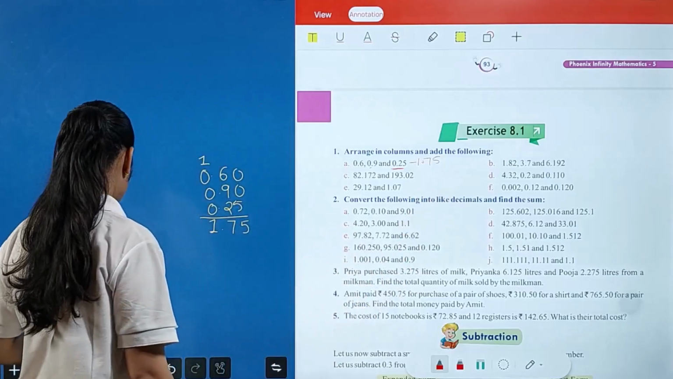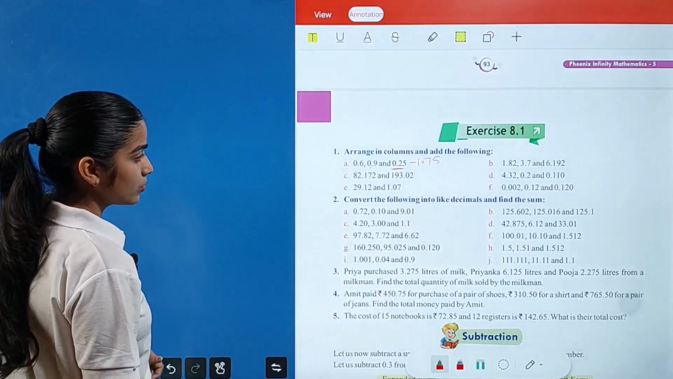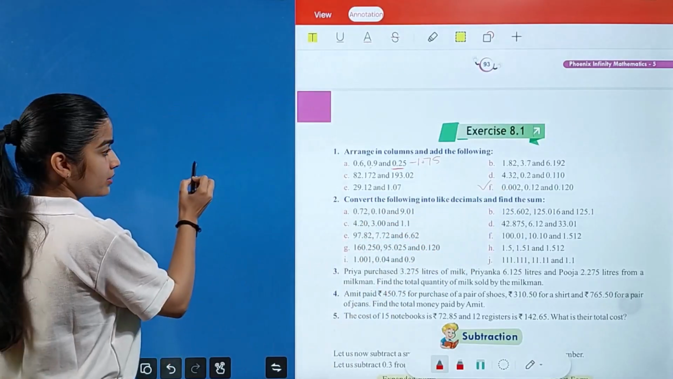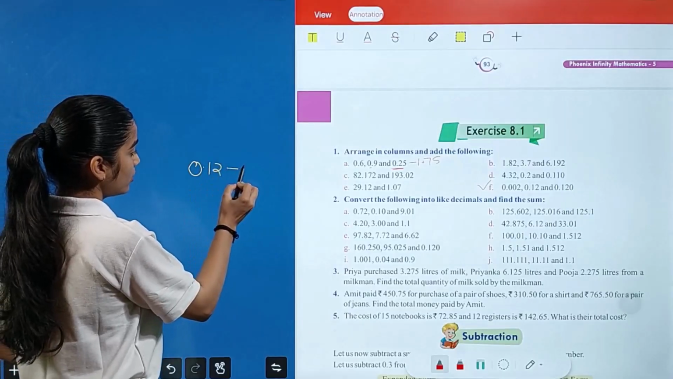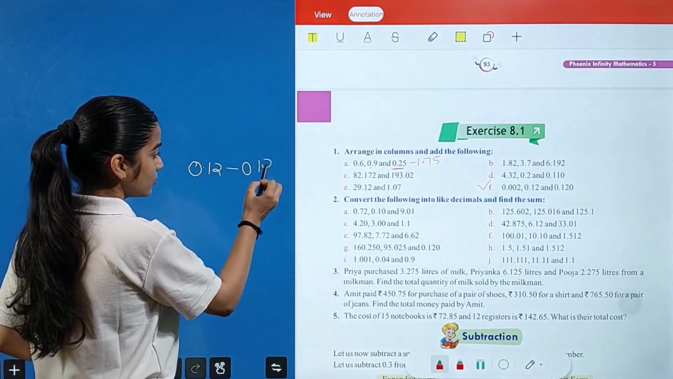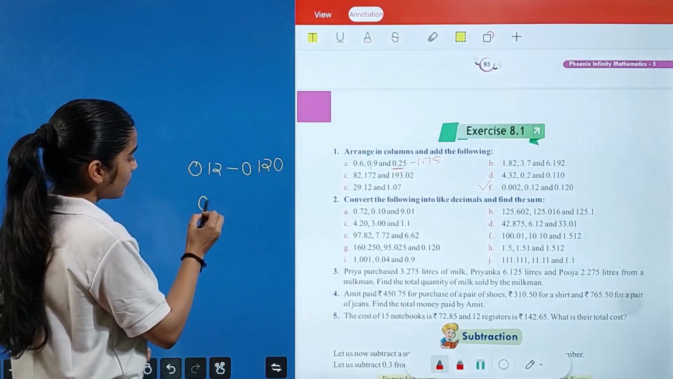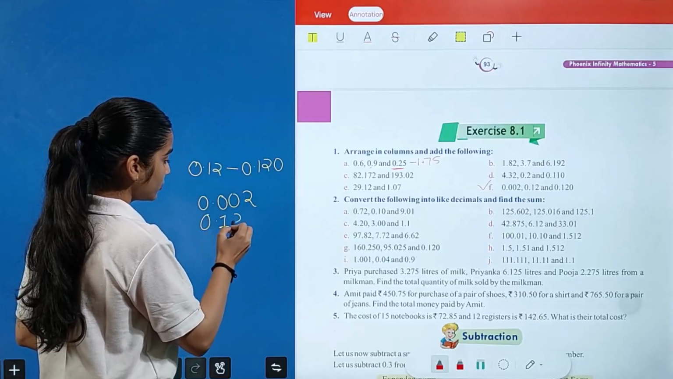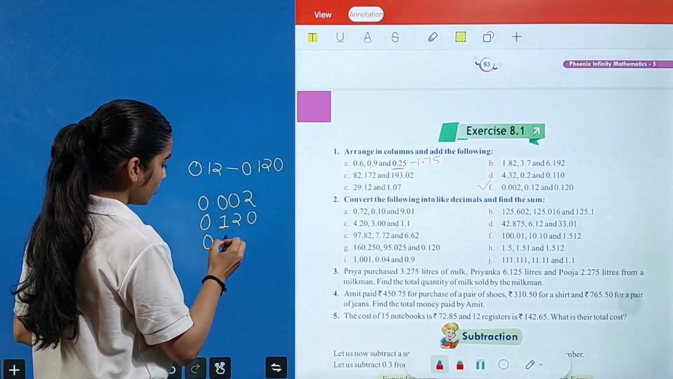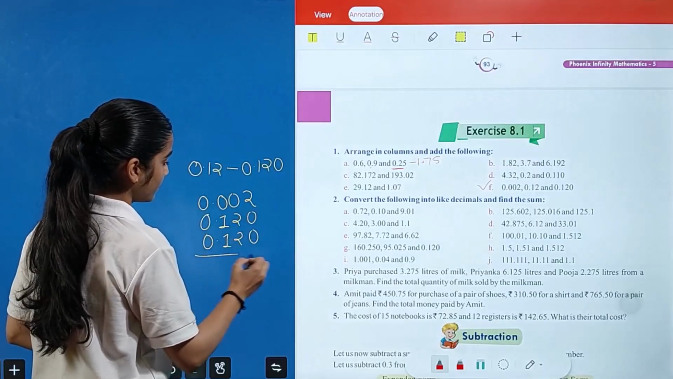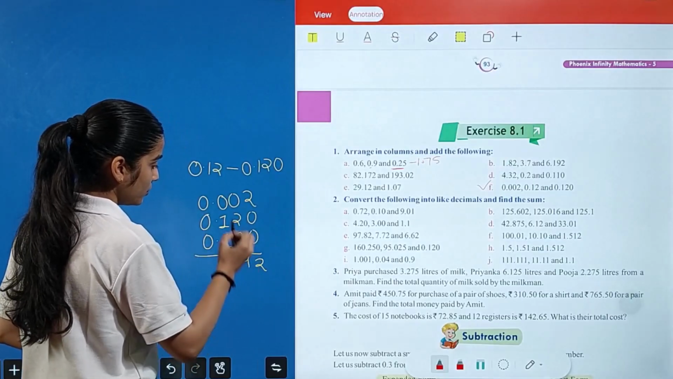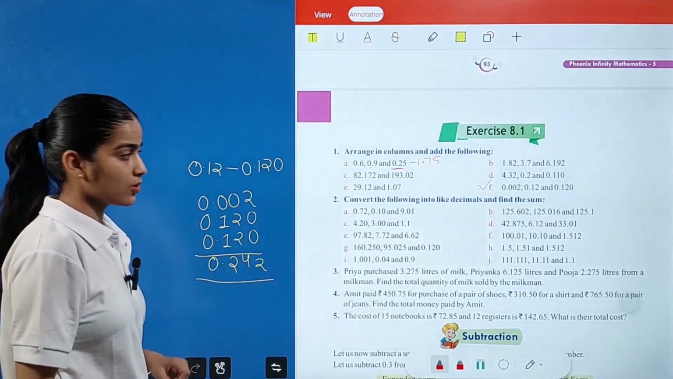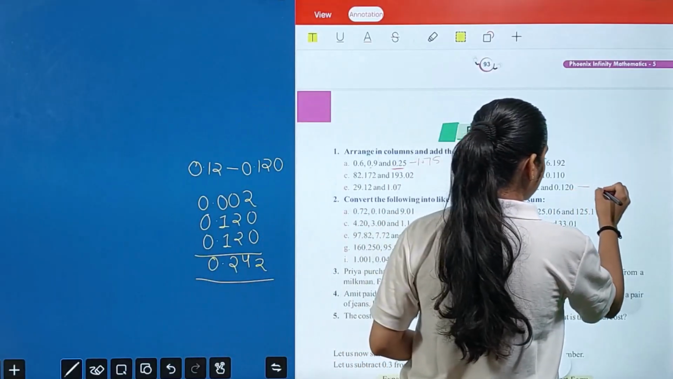Okay, next we take one more part of it. Let's take this one, F. First we convert 0.12 into a like decimal, 0.120, then 0.002, and 0.120. Adding them: 2, 4, 2. So 0.242 is your answer for this question.